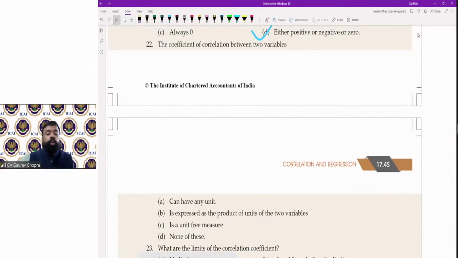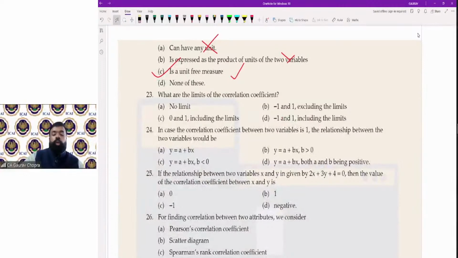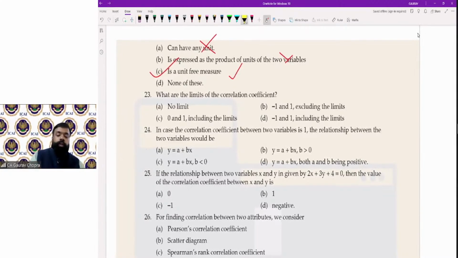22. The coefficient of correlation between two variables can have any unit? No, it is unit free. Second is expressed as the product of units of two variables? No, it is a unit free measure. Option number C. What are the limits of the correlation coefficient? -1 to +1, including the limits. Option number D.